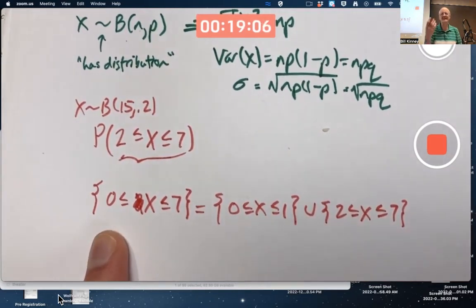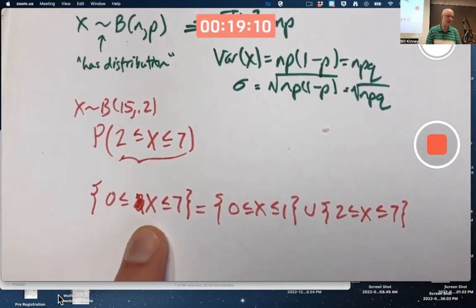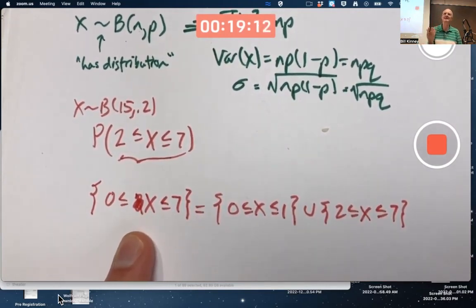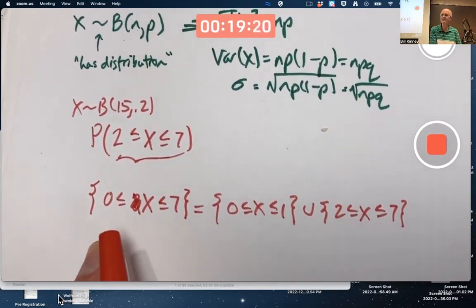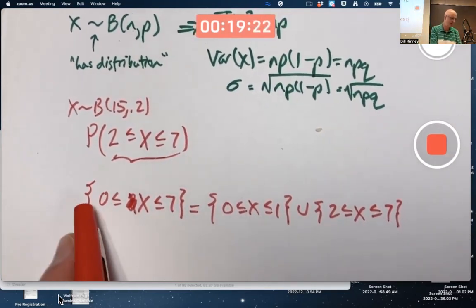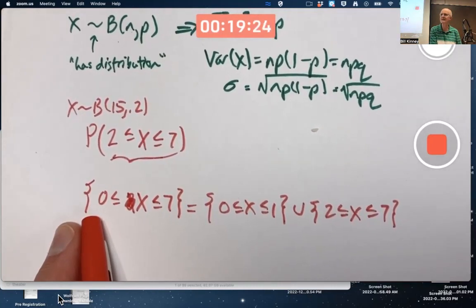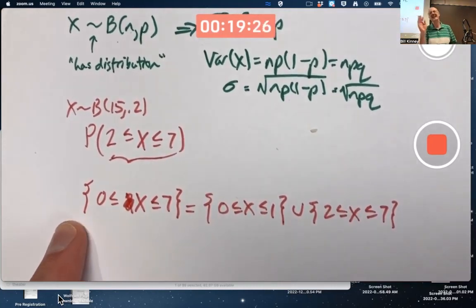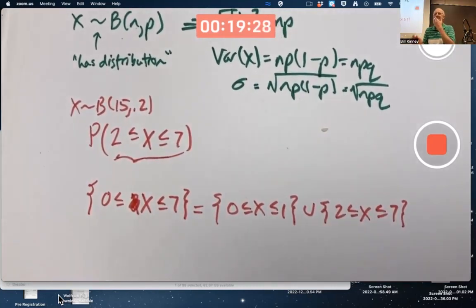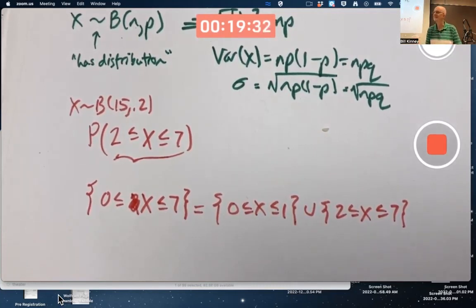I'm using the curly braces to emphasize in my mind that events are sets. And so when I write this, I'm sort of thinking of this as being the set of all x, the event that x is between 0 and 7. I suppose I could try to use more standard set builder notation and put an x over here with a vertical line. But it's a little bit misleading to write that, because capital X is a random variable. It's not really a number.